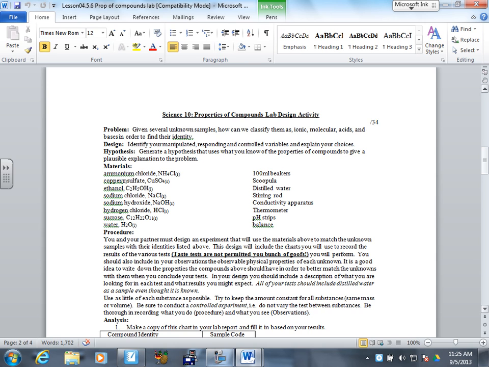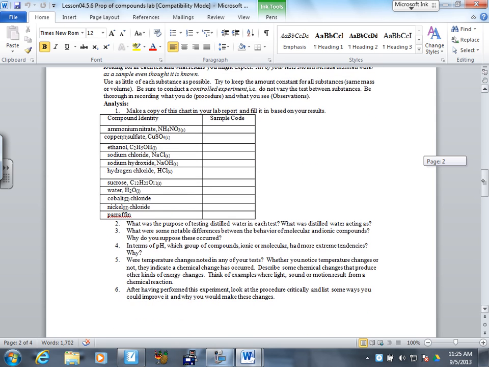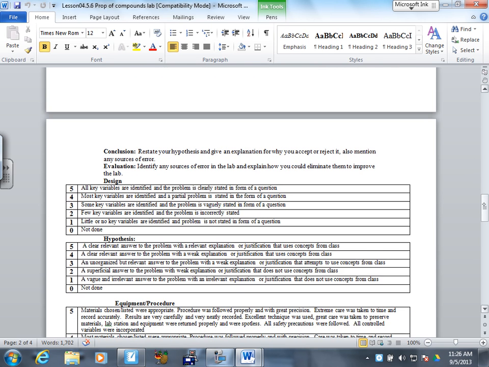Underneath that are your observations. Probably for this one, it'll be a big table. And then there's your analysis. Your analysis is, tell me, was sample A ammonium nitrate, was sample B ethanol, and so on. You copy this chart out and you fill it in. What was the purpose of testing distilled water? So you answer the rest of the analysis questions, and then you have your conclusion and your evaluation. Then you have your marking rubrics.